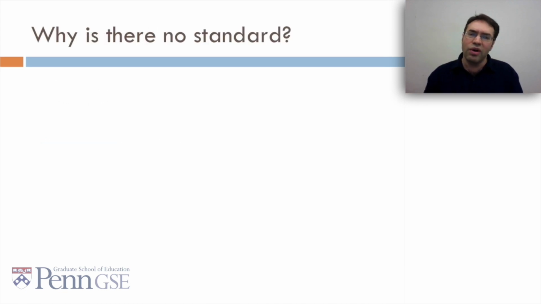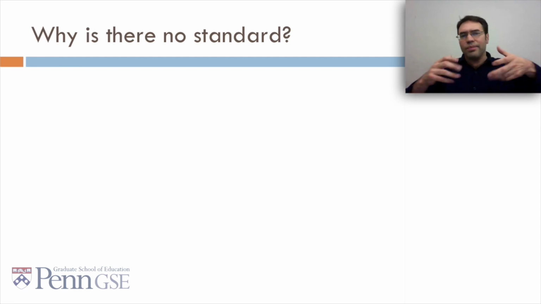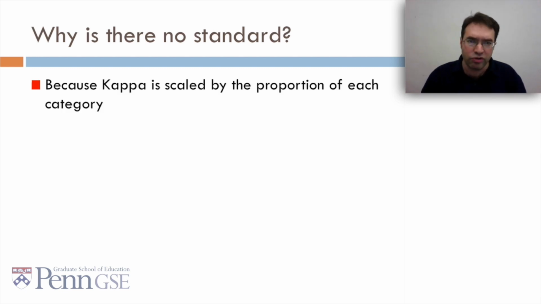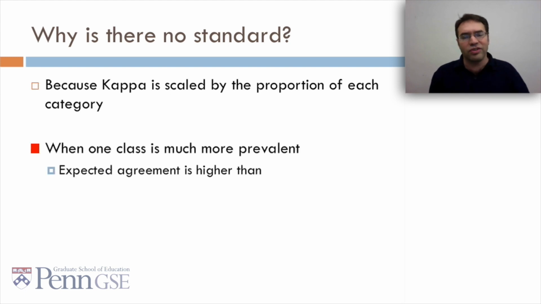Why is there no standard? Why can't people just say, yes, 0.4, that's my magic number, or 0.8, that really is what we should use? Well, in fact, people do often say 0.8, that's the magic number, you have to be above 0.8. The problem is that kappa is scaled by the proportion of each category. So you really shouldn't be looking for magic numbers, because in fact kappa is influenced by the data set you're in. When one class is much more prevalent, expected agreement is going to be higher than if the classes are evenly balanced. So it's harder to get a good kappa in very imbalanced data.